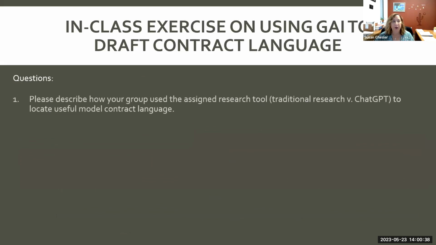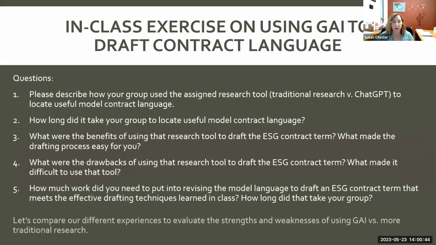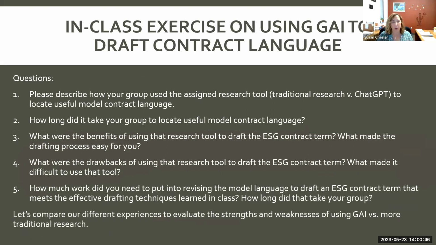And then after, here are the series of questions for the students to answer. First is to describe how they use the tool. Second, I'm asking them, so they know in advance, to assess about how long it took them to find useful model contract language. I asked them to evaluate both the benefits and the drawbacks of the particular tools that they are using. And then I asked them to evaluate how much work they needed to do to revise the model language that they got in order to meet those best practices, effective drafting techniques.